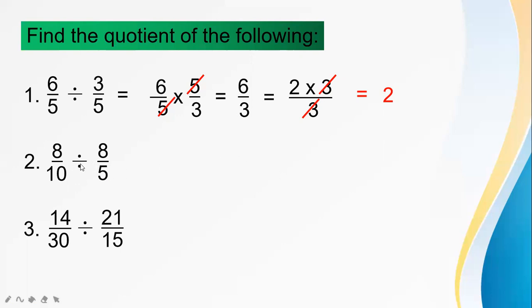Next, we have 8 over 10 divided by 8 over 5. So again, you copy the first term, 8 over 10, then change this sign into a multiplication sign. And then you get the reciprocal of 8 over 5. The 8 in the denominator will become the numerator, and the 5 in the numerator will become the denominator. So therefore, this will be your given expression: 8 over 10 multiplied by 5 over 8. And then since we have 8 and 8 as common factors, you cancel out.